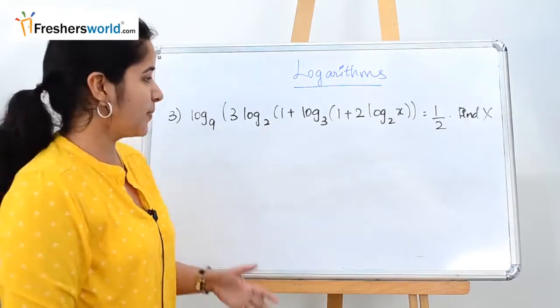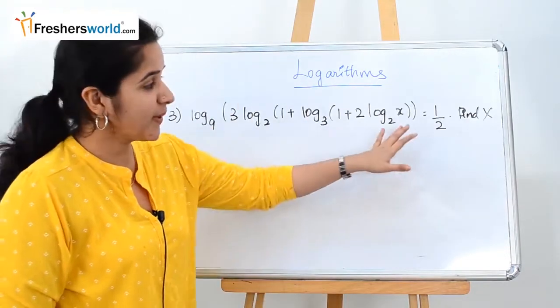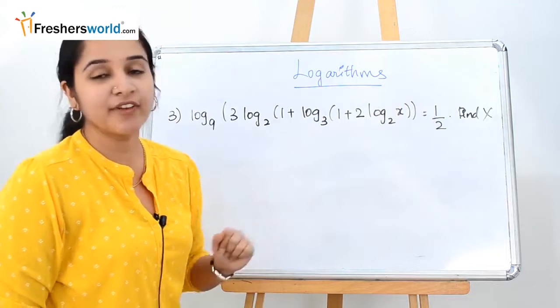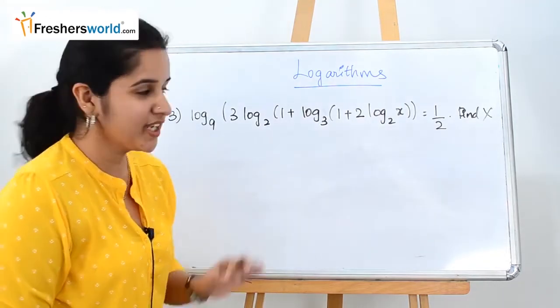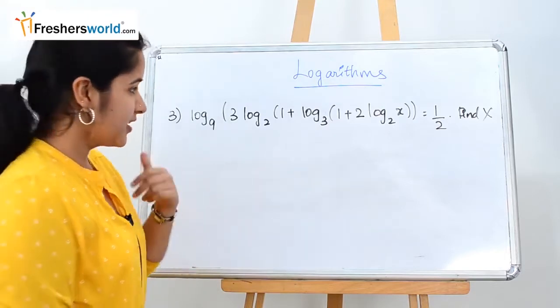In the next problem, they have given you an equation equated to 1 by 2 and they are asking you to find the value of x. Though the equation is very huge, you have to solve it very slowly so that you can find the value of x. Let's get started.